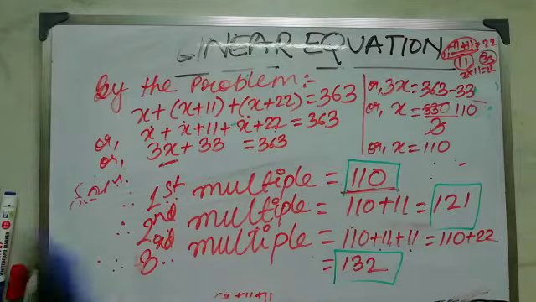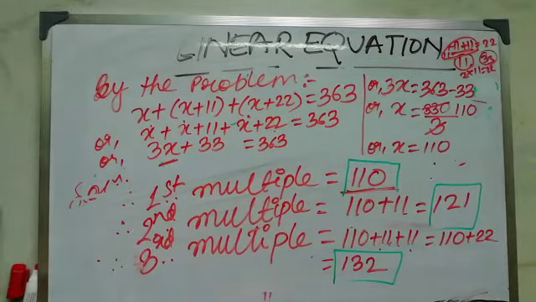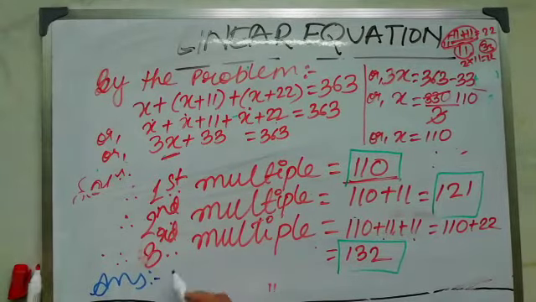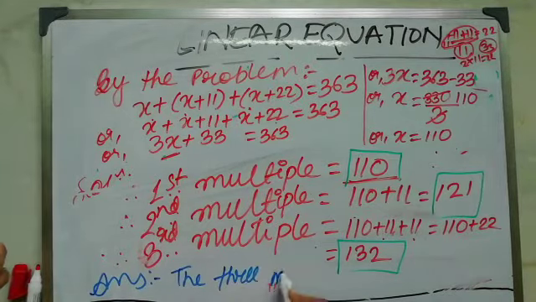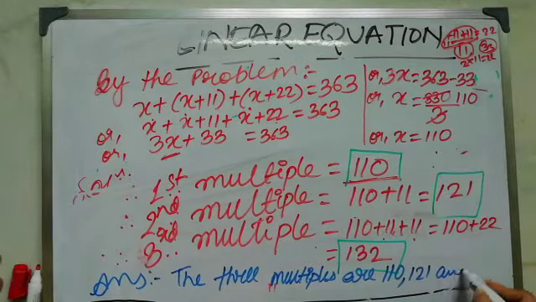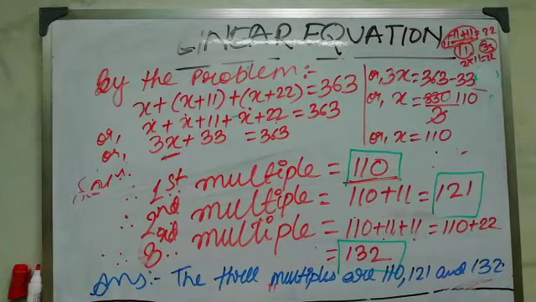So how can I write the answer? I can write the answer as: the three multiples are 110, 121 and 132. Hope the sum is very much clear to you all. Fine. Now we'll move to the next sum.